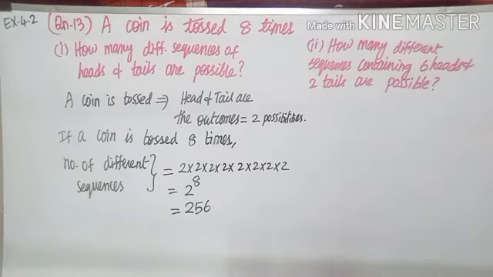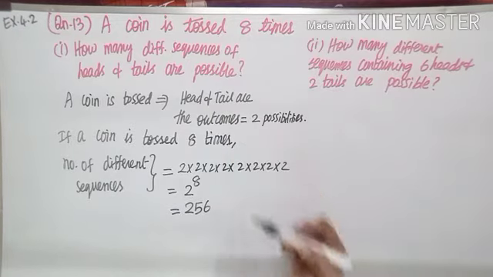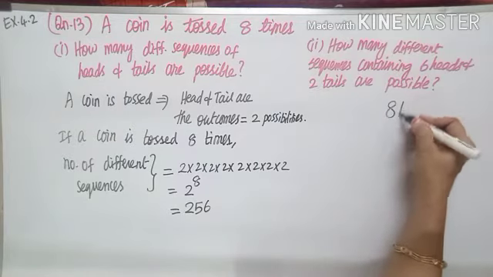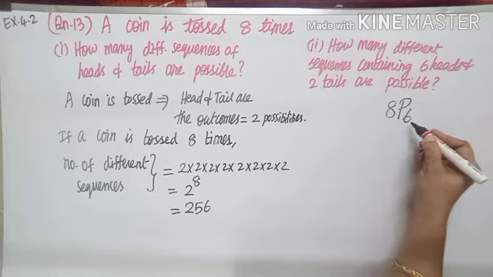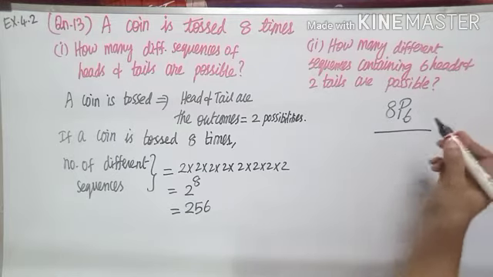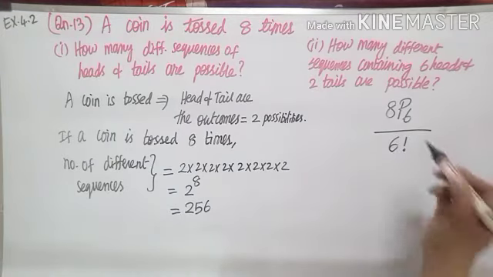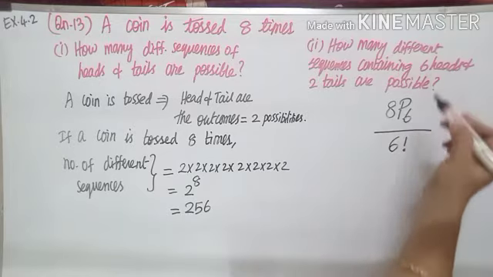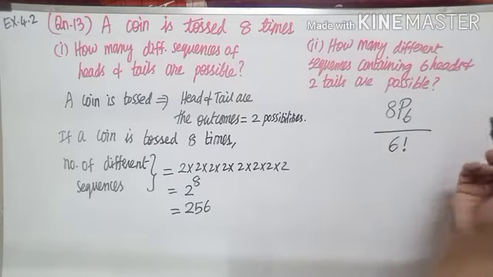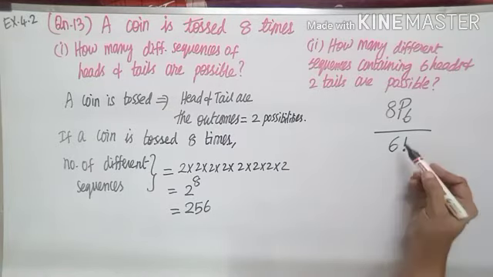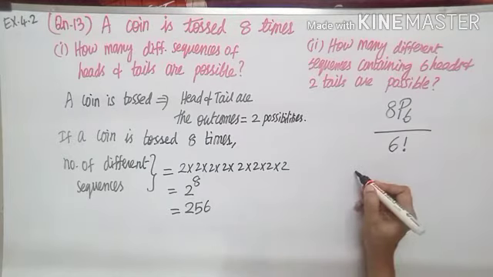The second subsection. How many different sequences containing 6 heads and 2 tails? 8 coins are tossed, 8 heads are possible. But I want only 6. So from 8, we want only 6. But 6 heads will look alike, so the repeated permutation divide. 8 possibilities are there, but I want only 6. If 6 are heads, naturally the remaining 2 are tails. Divided by, since heads are alike, we divide by 6 factorial. So what is my answer?